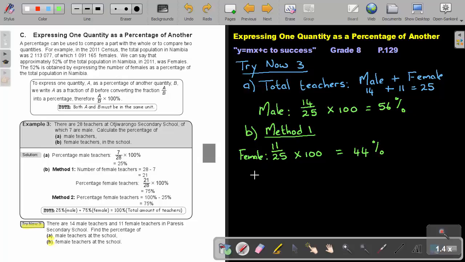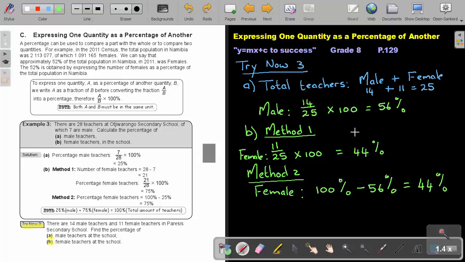If I must do it with method 2, then I can just take the total. Again, I'm looking for the female. So I can take the total amount of teachers, which is represented by 100%, and I just subtract the male percentage, and I will be left with the female percentage. And you can do either method 1 or method 2. Okay, let's continue.